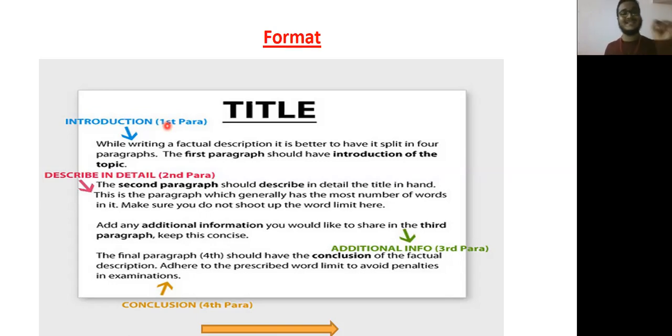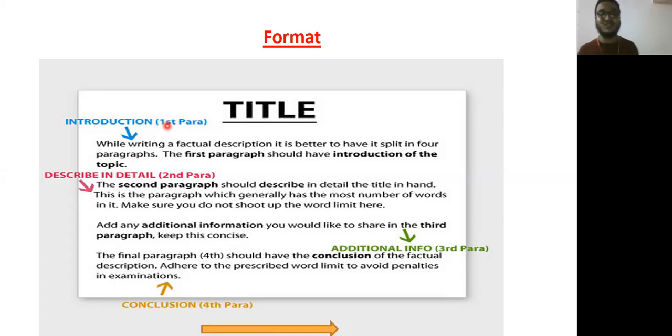Next one, describe in detail. The second paragraph should describe in detail the title in hand. See students, the second paragraph will be connecting to the first paragraph. It should not be absurd. No connection means your writing is wrong. It must be systematic. 1 must connect with 2, 2 must connect with 3, and 3 must connect with 4. So in the following order, we must come to the conclusion and we must understand it is related to the title. Title, introduction, then description, second, third, and fourth comes to the end.